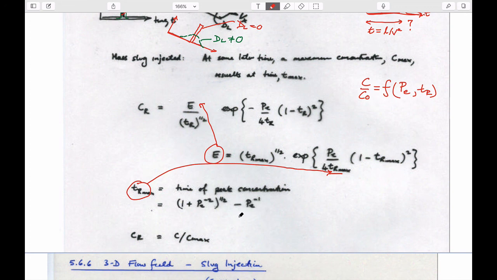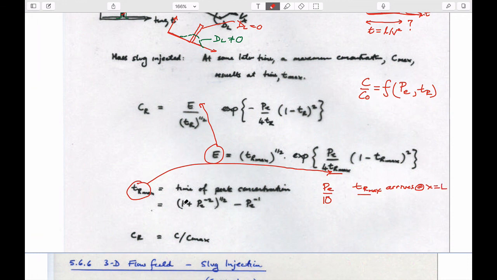So it seems like a complicated equation, but I guess some reasonable values for this. If you choose, for instance, a Peclet number of 10, that would be easy, right? That gives you the time at which the maximum concentration, t_R max, arrives at x equals L. I think that must be what it is.